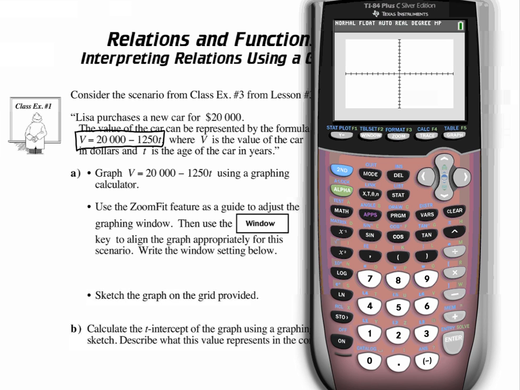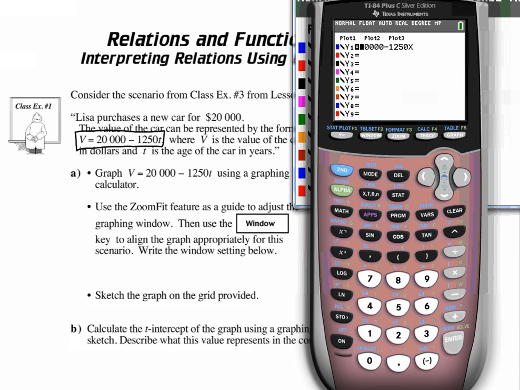Go back to y equals. Is that in there? Is that typed in? Yeah, it could be the windows though. We might have to play with the windows. Zoom 6. So everyone go to Zoom 6. Make sure we're all in the same window.